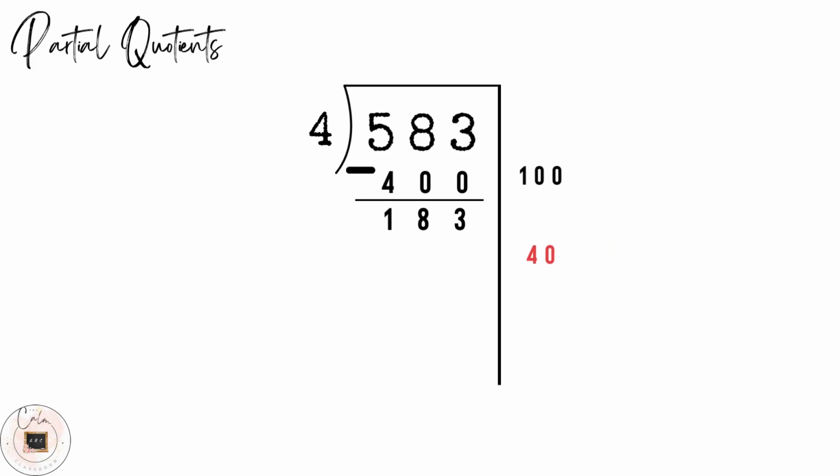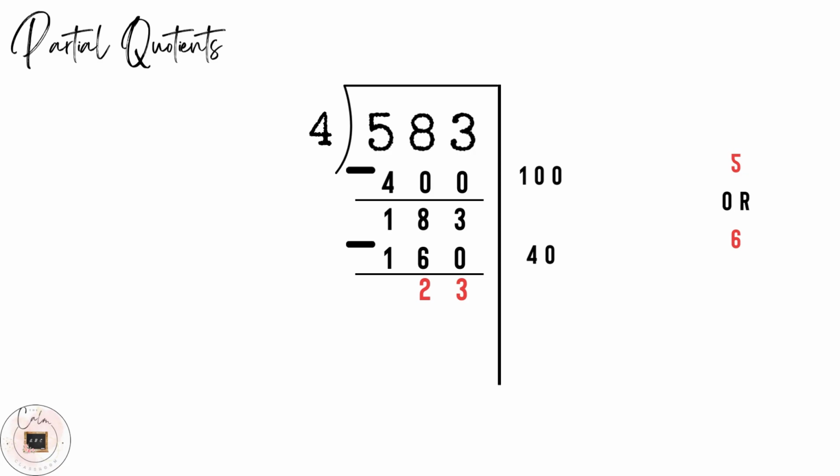We add our friendly number under our first friendly number, just to the right of the vertical line. 4 times 40 is 160, so we add that right under 183. It's time to subtract again. 183 minus 160 equals 23. It's time to start the process all over again.